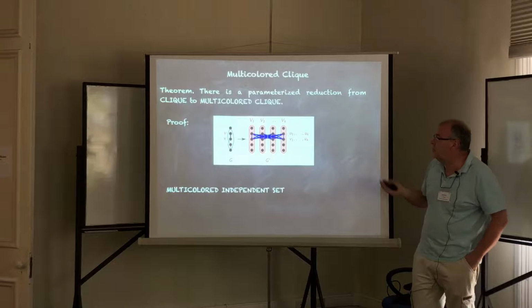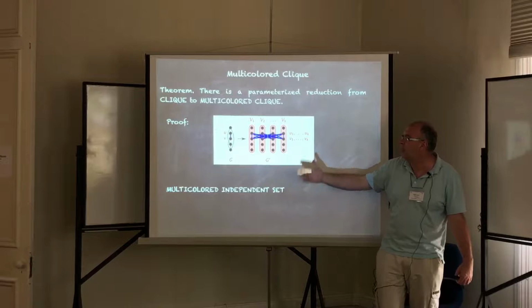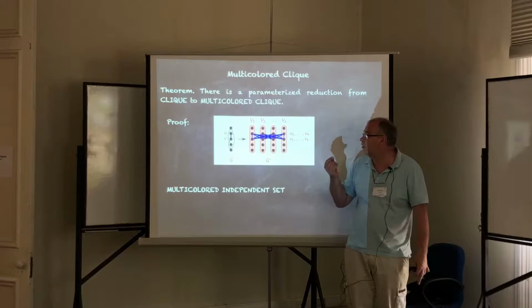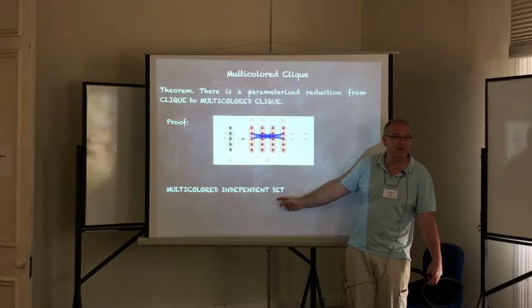This also shows that multicolored independent set is also W-hard, or reducible from clique. What is a multicolored independent set? Again, I have a graph partitioned into k classes, but now every color class is a clique, and I ask if there is an independent set of size k which contains k vertices of different colors. I just take the complement of this graph, and I have a multicolor clique in one if and only if I have a multicolor independent set in the other.